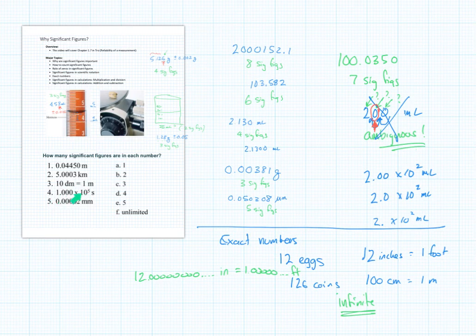This one here is written in scientific notation to begin with, so we just count the digits on this side of it. 1, 2, 3, 4. This one has 4 significant digits. And this one, all of these are placeholders except that last digit. So this one only has 1 significant figure. All right, so with some practice, you should be able to find how many significant figures you have in any number, and they will become important in the next video when we talk about using significant figures in calculations.